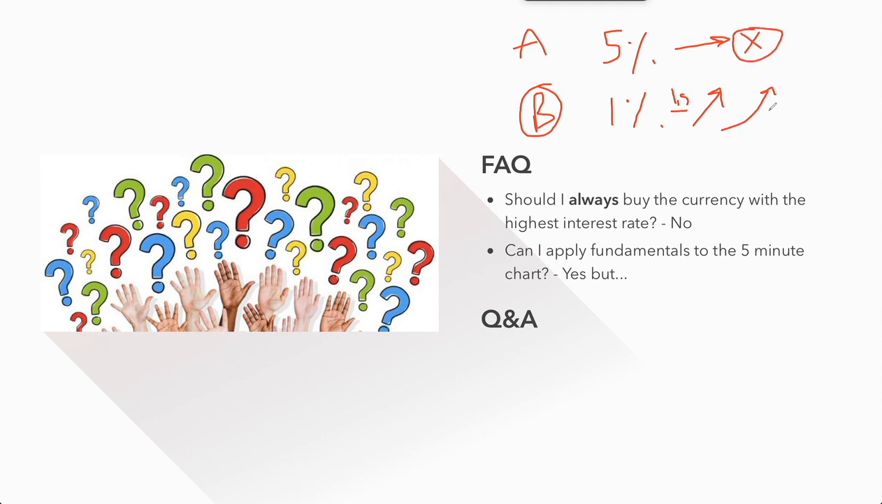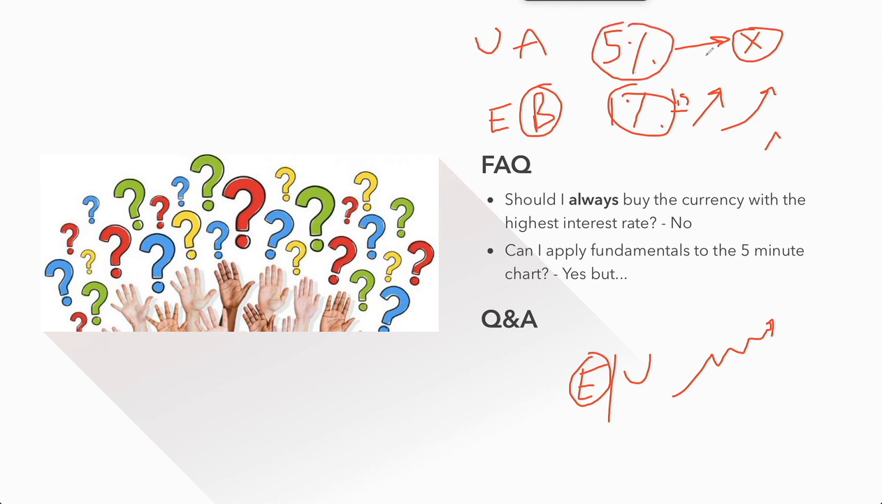So by default, you will have the valuation. This might be the euro, for example, and that might be the dollar. So if you're buying EUR/USD and this is what happens, then you want to buy the euro. You want to buy the one with the lowest interest rate, because they're looking to hike rates and appreciate their currency, whereas the one with the higher interest rate actually isn't. They're looking to hold rates.